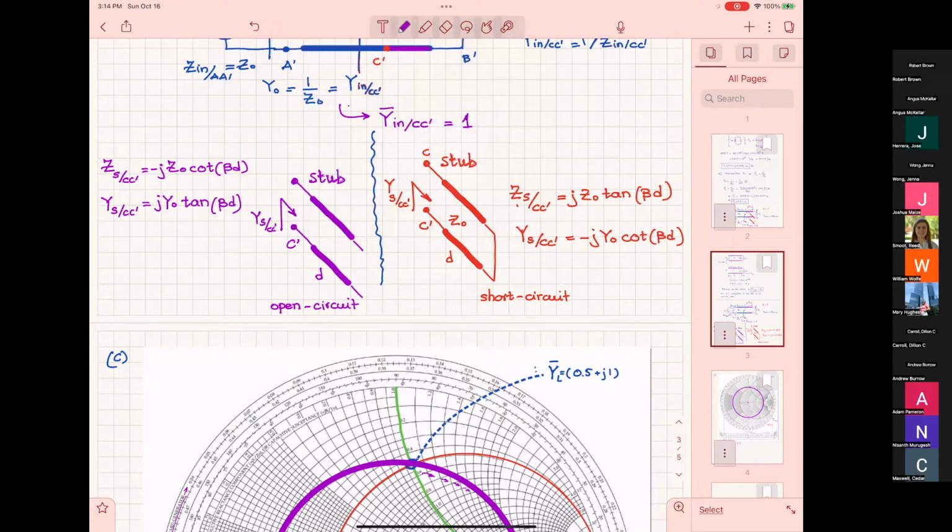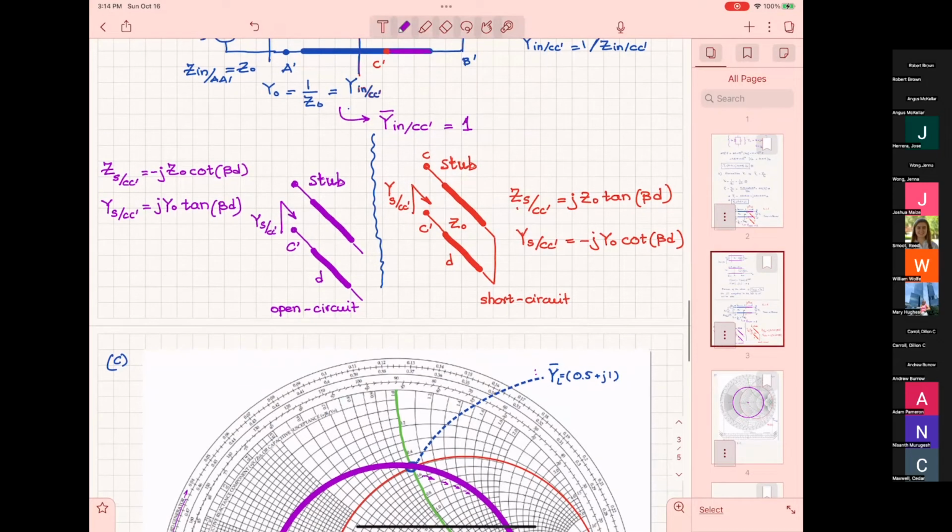But okay, what do these formulas tell us? That the load that is presented by a stub, whether it's open or short, is what? Is it real, is it imaginary, or is it complex? It's imaginary. Perfect. This is important to remember.